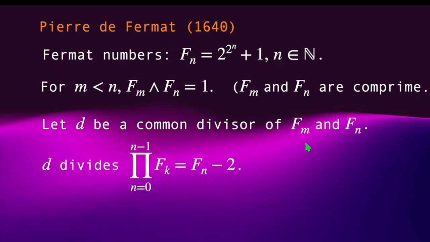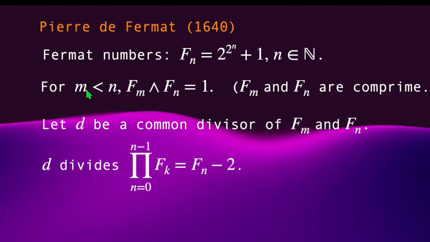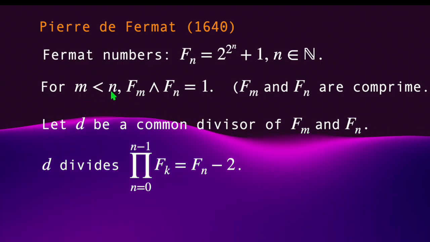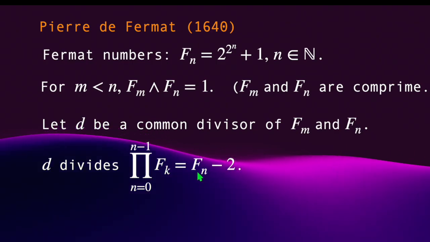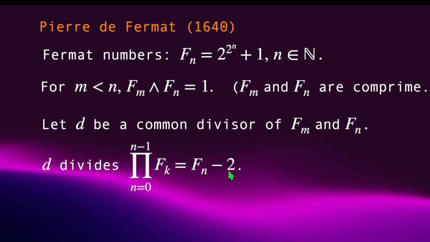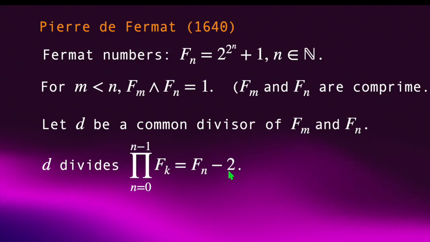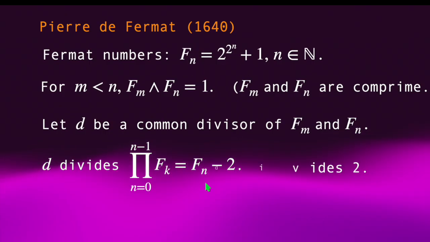Then D will divide this product, because in this product we have Fn, since Fm is less than or equal. So D divides this product, so it will divide Fn minus 2, but it divides Fn, so it will divide 2. So D has two possibilities, D equal to 1 or D equal to 2. D cannot be equal to 2 because Fermat's numbers are odd. So we get that D is equal to 1.